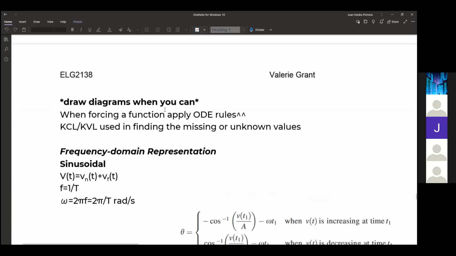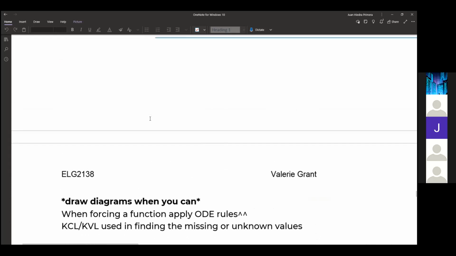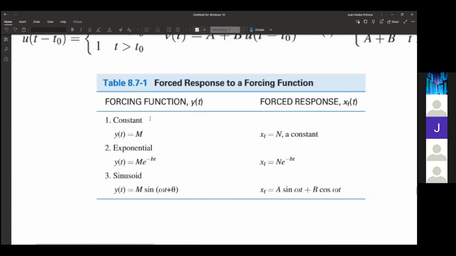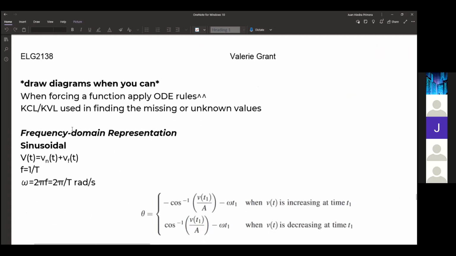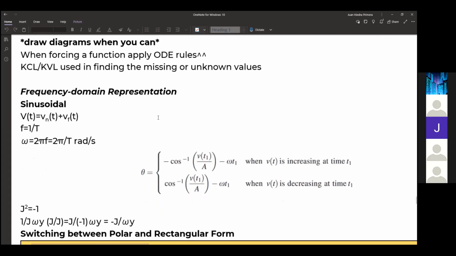Remember, diagrams are important. The more you can visualize the task, usually the easier the task will be. As well, when forcing a function, if any of you are in ordinary differential equations or numerical methods, remember that most of these forcing and forced responses are ODE concepts. You should use concepts from those whenever you can. When you don't have values in your diagrams, don't forget KCL and KVL can usually give you relationships. And if you have as many unknowns as you do functions, you can usually find them.